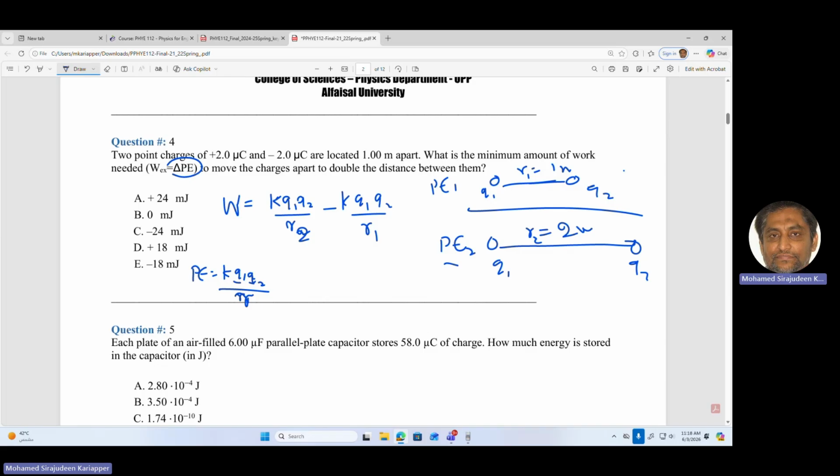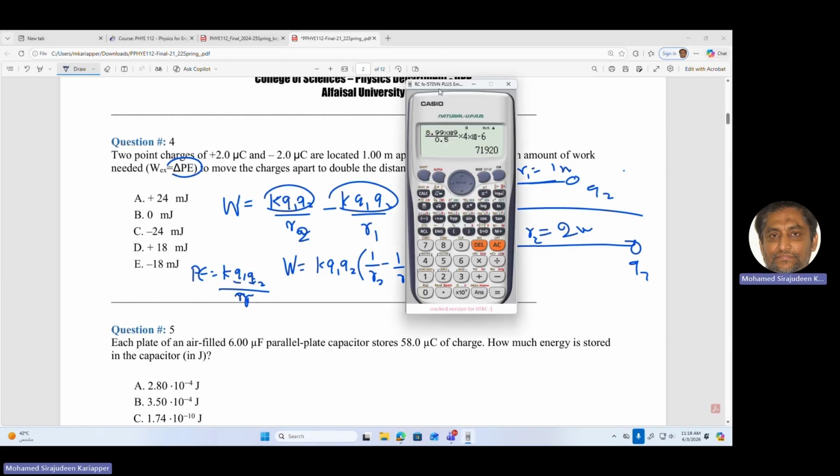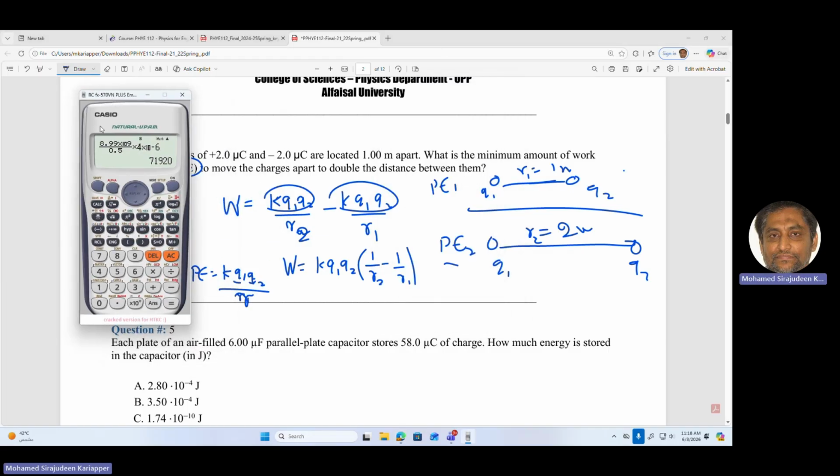Now all you have to do is to take your calculator and substitute. This is common for both, so factoring out will help us greatly in doing the calculation fast. So it will be 1 over R2 minus 1 over R1. Now let me take the calculator and I will just plug in the values into this equation.